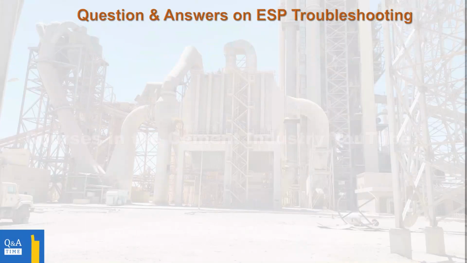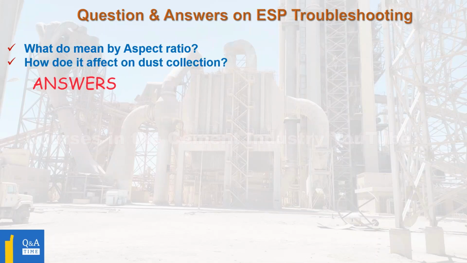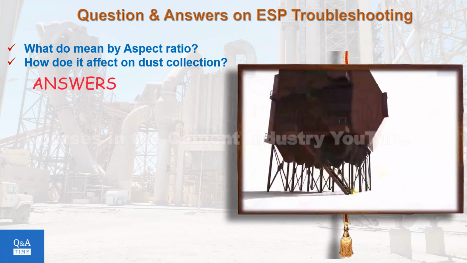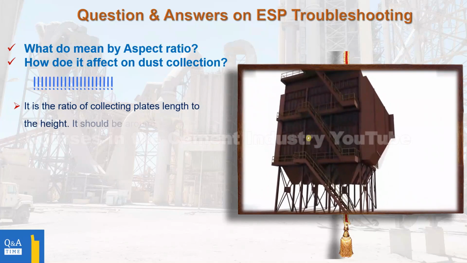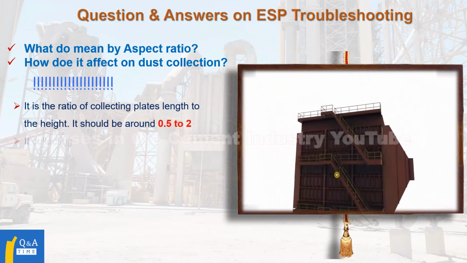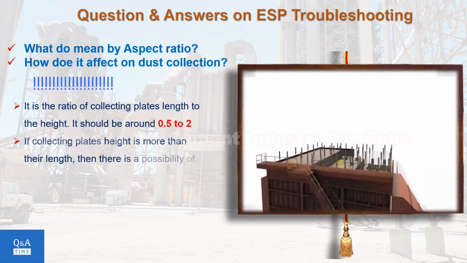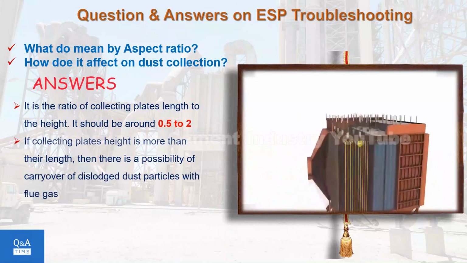Question 16. What do you mean by aspect ratio, and how does it affect dust collection? Answer. One. It is the ratio of the collecting plate's length to its height. It should be around 0.5 to 2. Two. If the collecting plate's height is more than its length, then there is a possibility of carryover of dislodged dust particles with the flue gas.